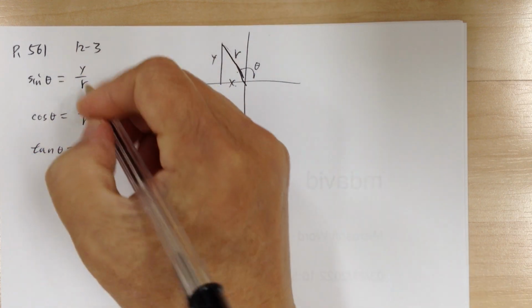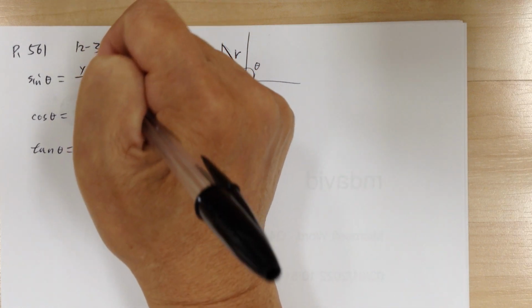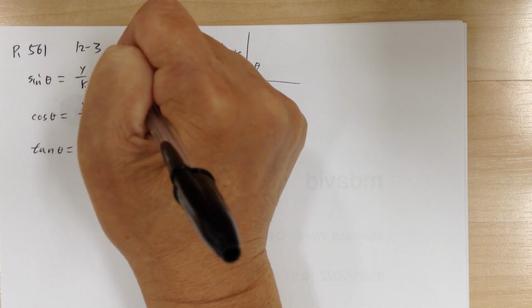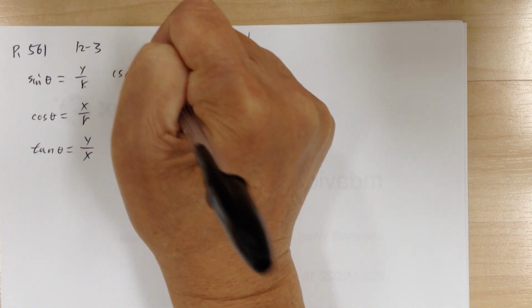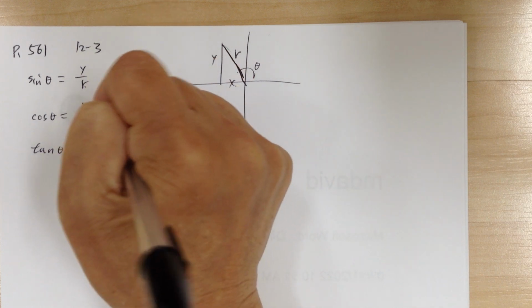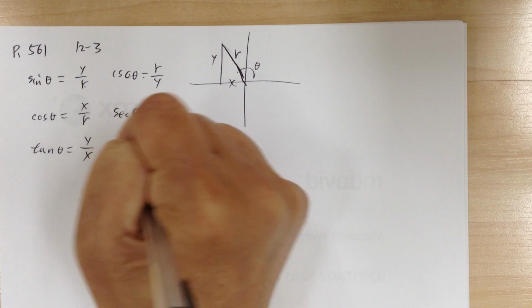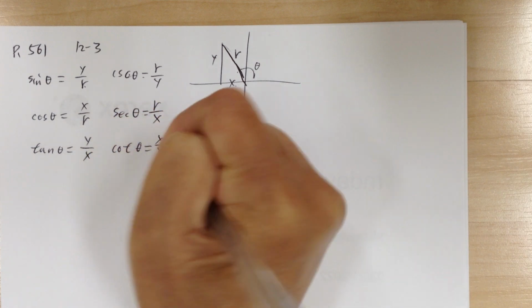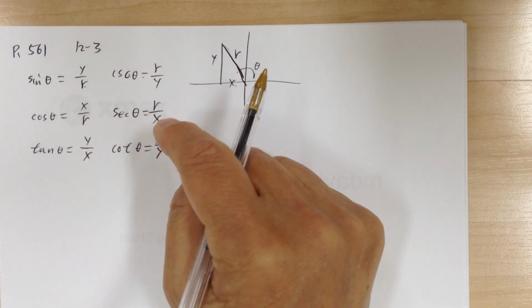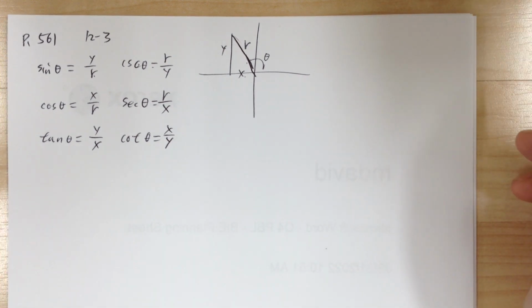Okay, and obviously this cannot equal 0, right? The denominator cannot equal 0, or else it would be undefined. And then cosecant would be just the reciprocal, r over y, so y cannot be equal to 0. Okay, and secant theta would be r over x, and cotangent theta would be x over y. So these are basics. Also, some more basic things you need to know are your special triangles.